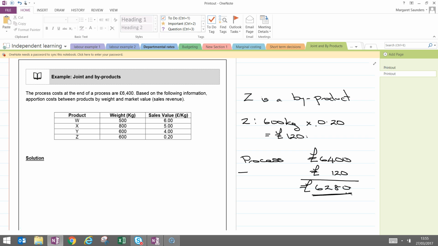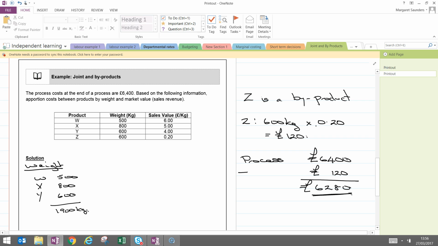We're going to look at two methods of doing this, apportioning by weight and apportioning by market value. So if we look at weight first, we have our three products, which are the joint products. We've got 500 kilos for W, 800 kilos for X and 600 kilos for Y. So in total that is 1900 kilos.